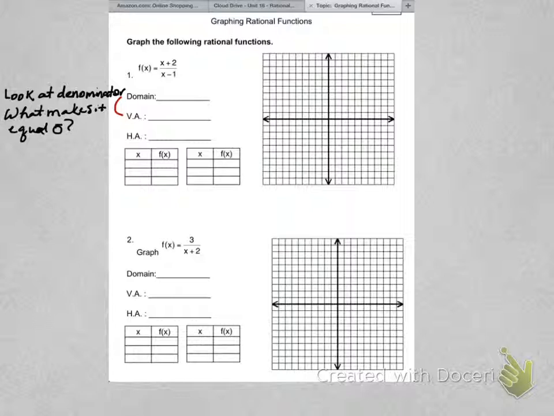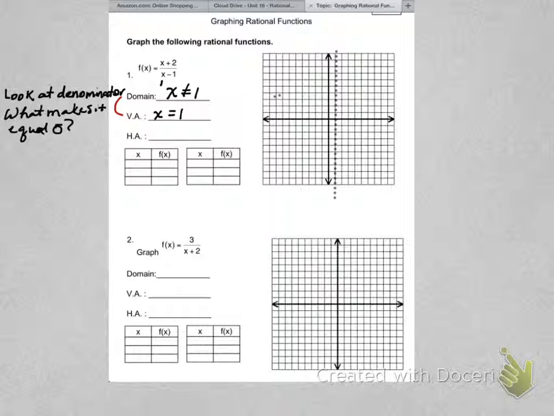So looking at this denominator, 1 would make that denominator equal 0. Since the denominator can't be 0, we know then that x can't be equal to 1. And that's also where your vertical asymptote will be, so that's the line x equals 1. So we're going to go over and put that on our graph at x equals 1.